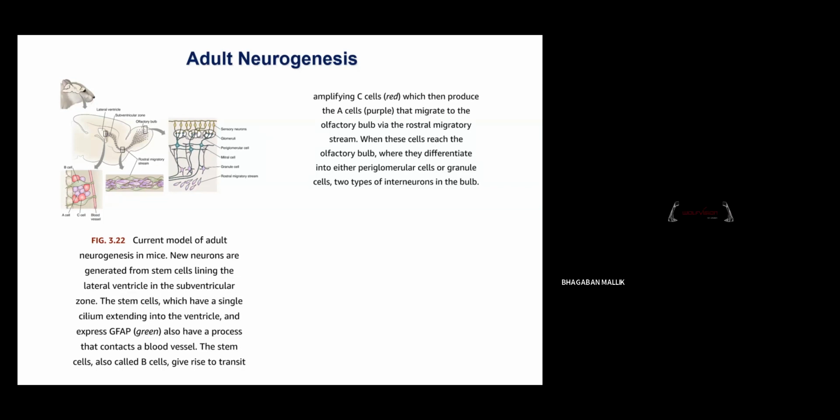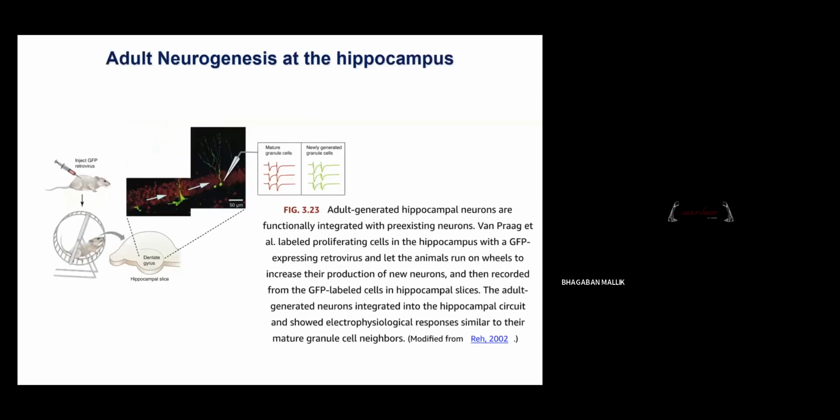Okay, and later they differentiate into periglomerular cells and granule cells. So this happens during the adult stage, and we call this adult neurogenesis. Okay, so in humans we have the hippocampus and dentate gyrus, and this is the region where neurogenesis happens.